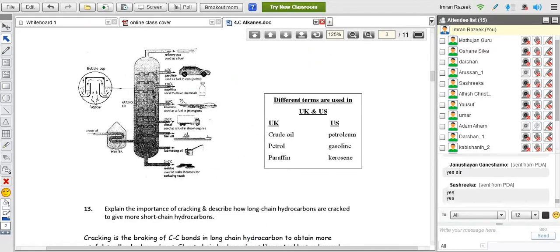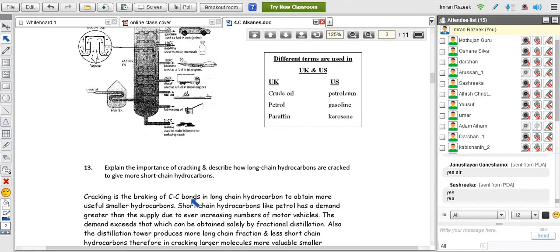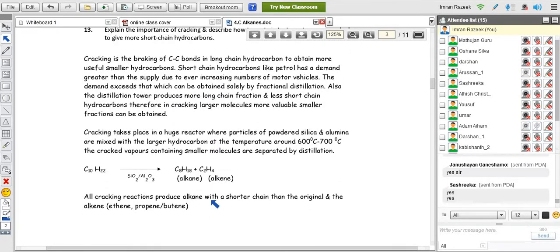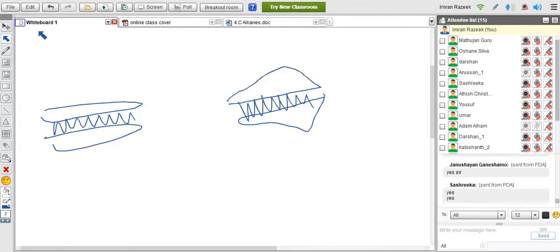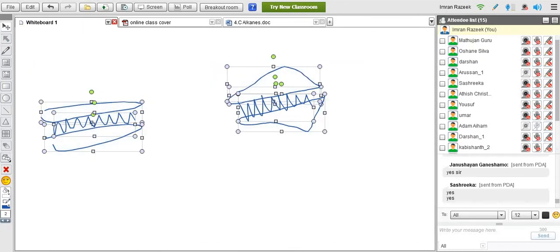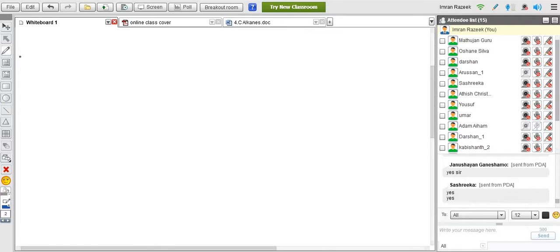Cracking is the breaking down of a long chain hydrocarbon into a short chain hydrocarbon by breaking the carbon-carbon bond. This cracking is achieved by silica, which is silicon dioxide, or alumina, which is aluminium oxide, as a catalyst, when you heat to temperatures between 600 to 700 degrees Celsius. During the cracking reaction, the long chain carbon-carbon bond is broken and short chain, more valuable molecules are produced.